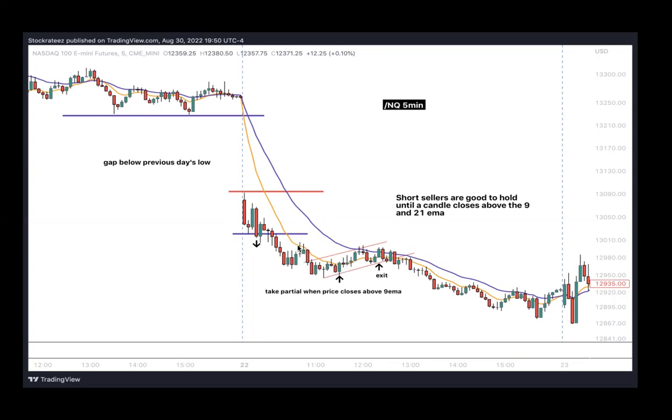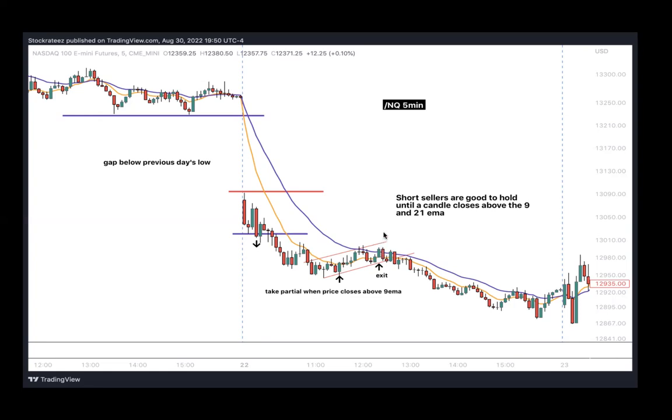So see how it went and wicked above the 9 EMA? That's okay because it never closed above the 9 EMA. When it closes above the 9 EMA here, then you can take your profits. Or another strategy you can use is you can take half off when price closes above the 9 EMA and then maybe hold out until price closes above the 21 EMA.